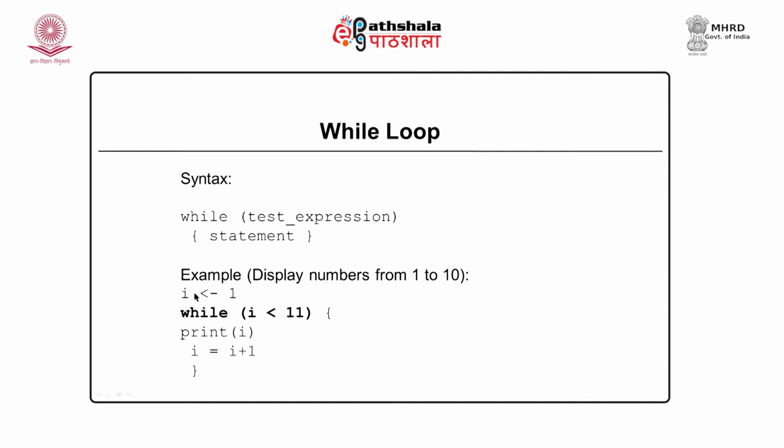Here the value of i is 1. So, we initialize the value of i with 1, then there is a while loop: while i is less than 11. So, we will iterate for 10 times, and within this loop we have used the print function. This print function will print the values of i one by one, and we are incrementing the value of i by 1 and so on. So, if the loop iterates for 10 times, we will get the values 1 to 10 in our output. The print function will display the output on our console.